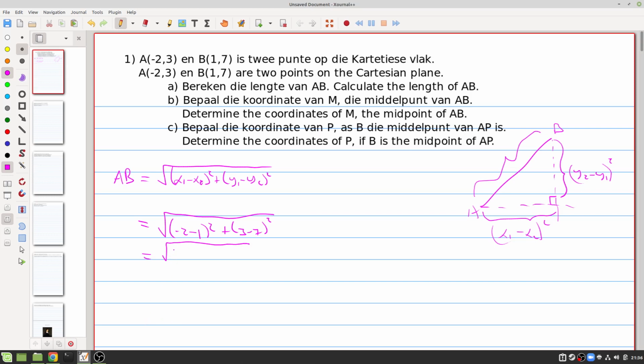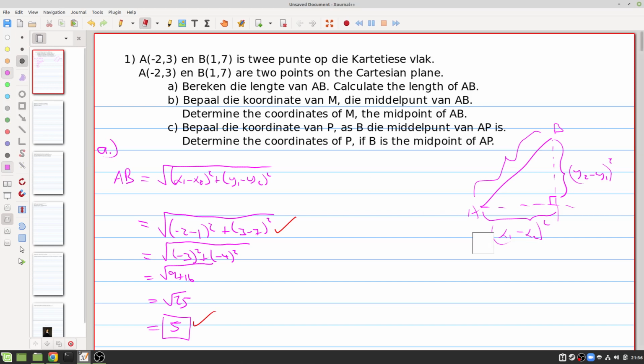Showing all the steps here. We've got -3 squared plus -4 squared, and that gives us 9 plus 16, which gives us 25, and then the square root of 25 is just 5. Okay, so there we are. So the marks for this you get for using the correct formula with the values, and then for your answer. Alright, so that was question A.